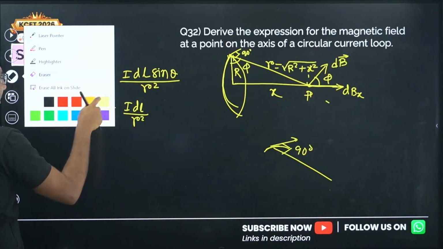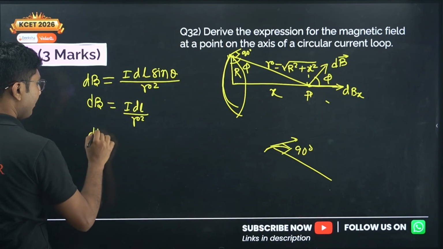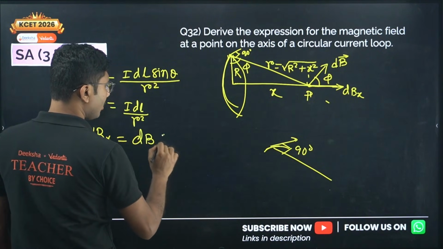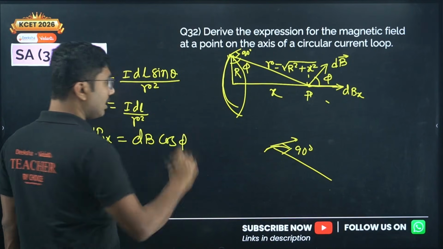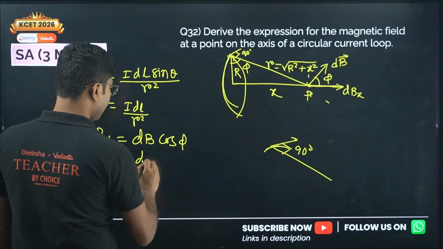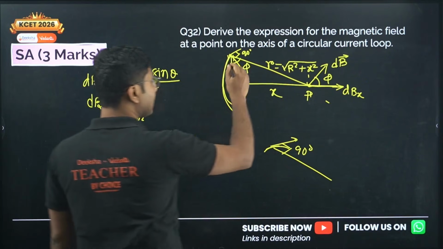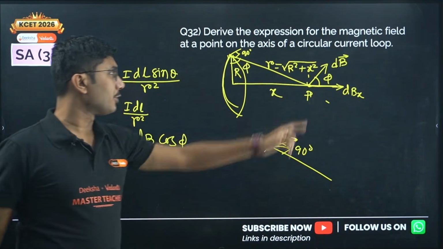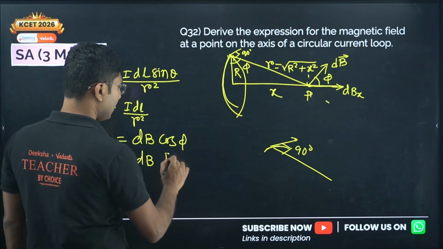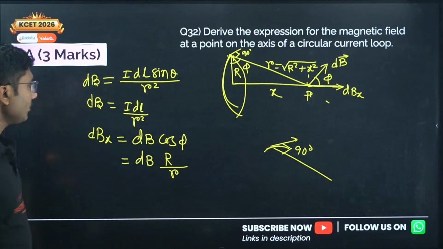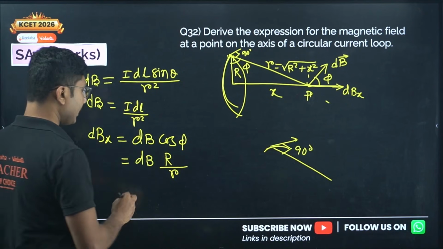That means the net magnetic field will only have an x component, which is given by dB cos phi. So what is the value of that? If you consider this angle, cos phi is given by base by hypotenuse. So base is r and hypotenuse is small r. Now we will put these values over here.